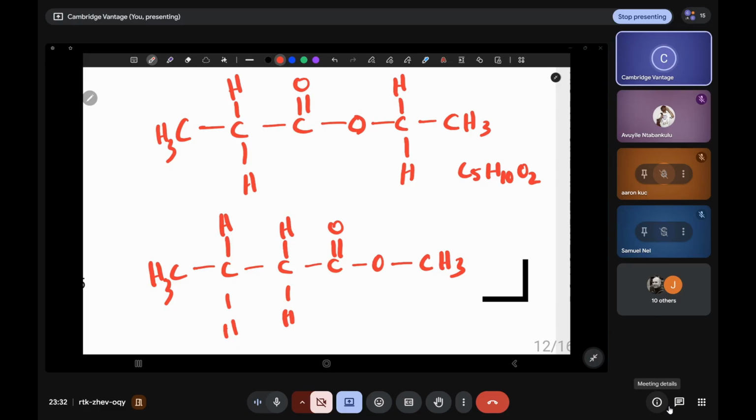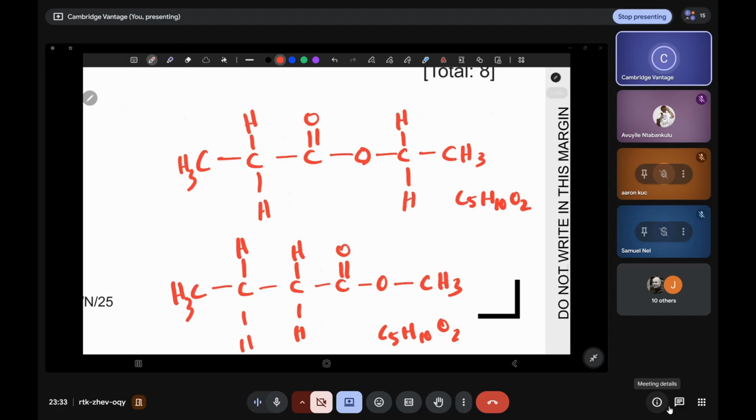CH3. This is also C5H10O2. Now here's the thing. Once I increase the number of carbon by like 1 or 2, the number of structures required increases a lot as well. So you don't really have the time in the exam to draw all of it, because it's just a 1 hour 15-minute exam, so you need to be quick.